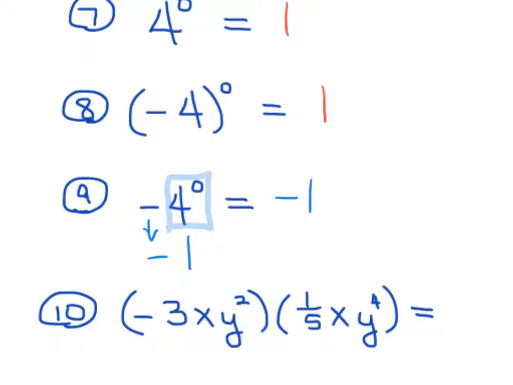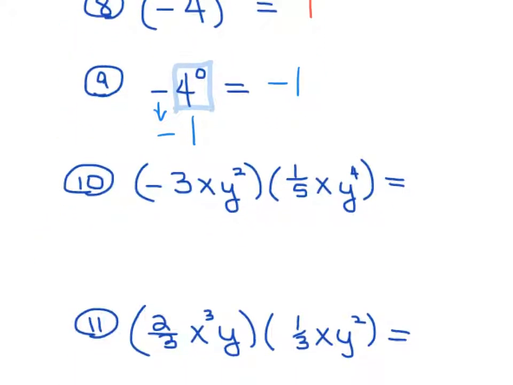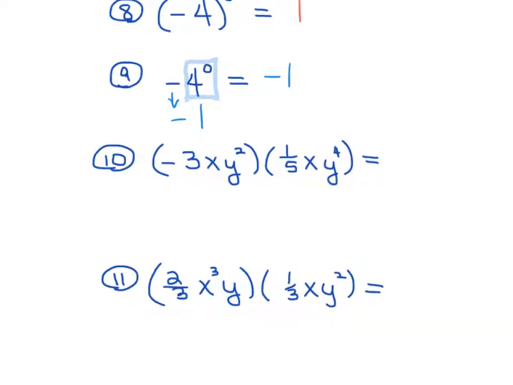So think of the parentheses as holding the negative sign together, and you raise that whole thing to the 0 power. But if it's not, it falls down and it goes in front of your 1. All right, let's try some more examples.